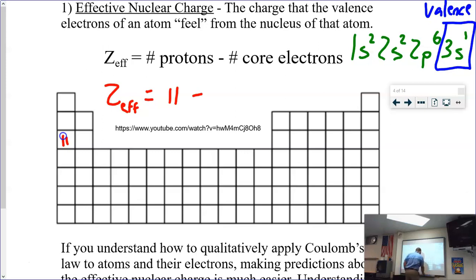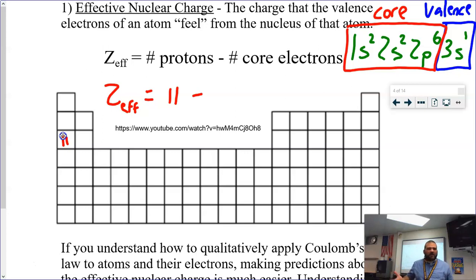Everything else is core. All right? That's a little lengthy to try to figure that out, right? But it's something where if you practice it, you'll be able to identify those core electrons much, much faster the more you do this, okay?